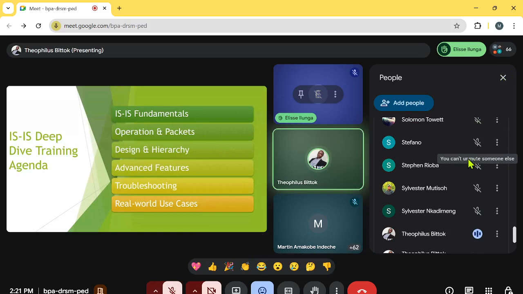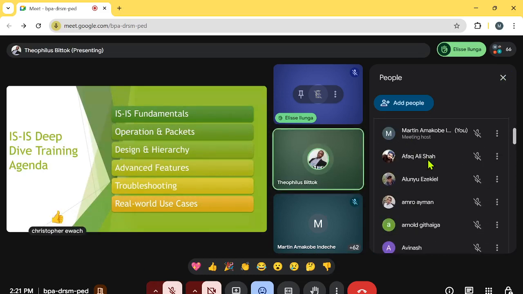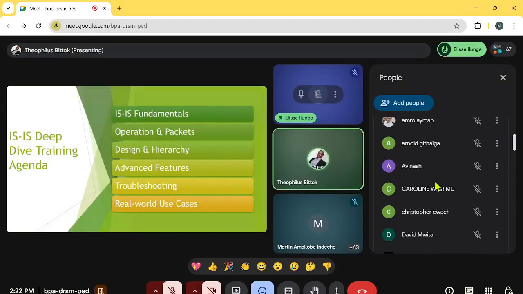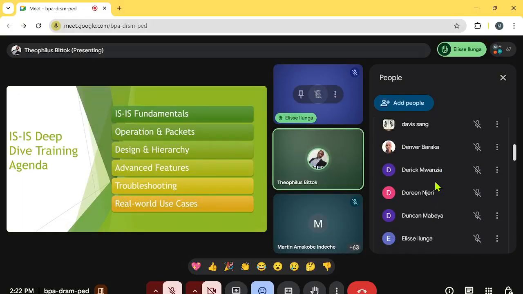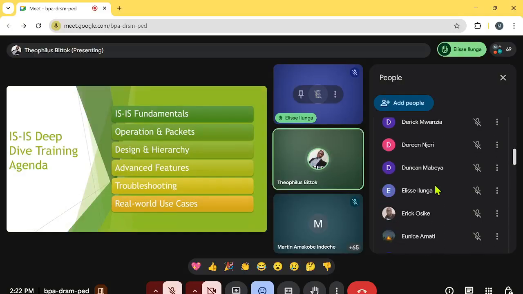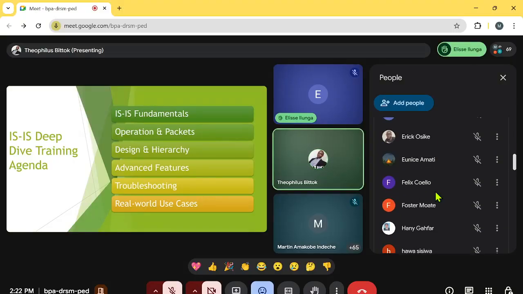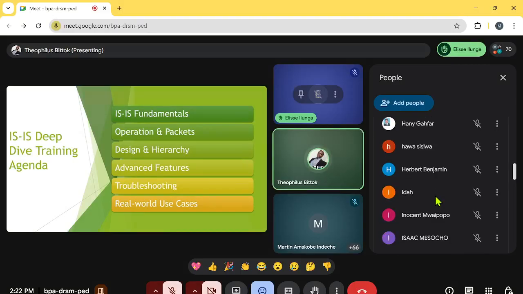So basically today we are going to discuss ISIS. And as Martin mentioned earlier, ISIS is one of the routing protocols. It is an IGP, just like the many other routing protocols like RIP, IGRP, and OSPF. So ISIS is also one of them. It is an IGP. So today we'll first start with the ISIS fundamentals.